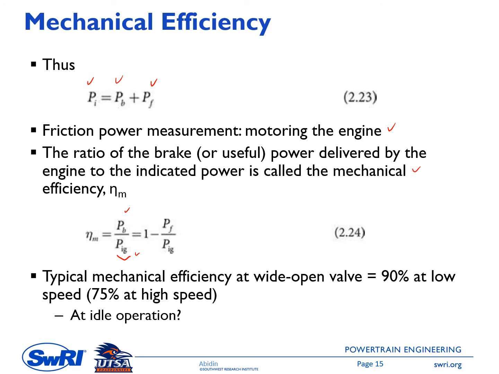So this is the net, because we don't include pumping work into the friction work. Or we can write it down here as 1 minus PF over PIG. So typical mechanical efficiency at wide open throttle is 90%, and it can drop to 75% at high engine speed.